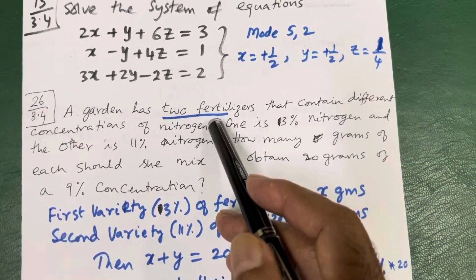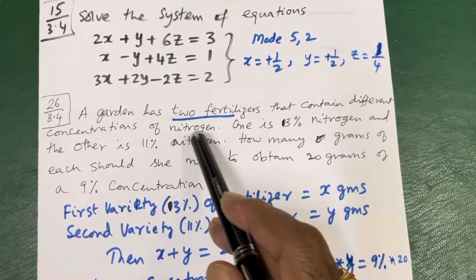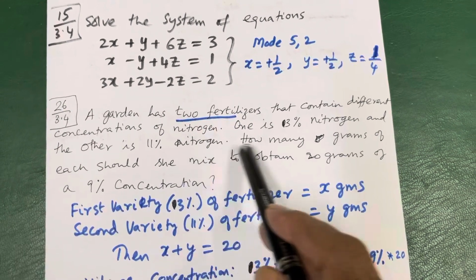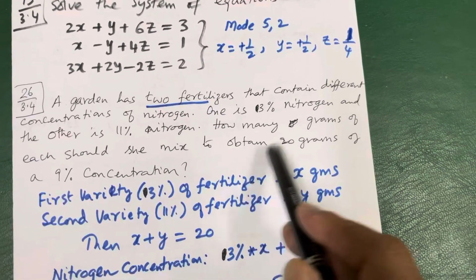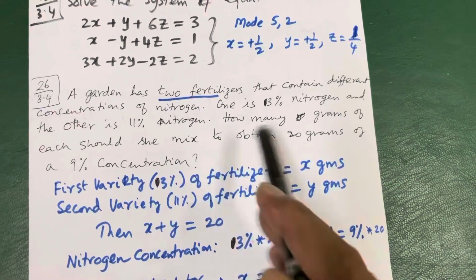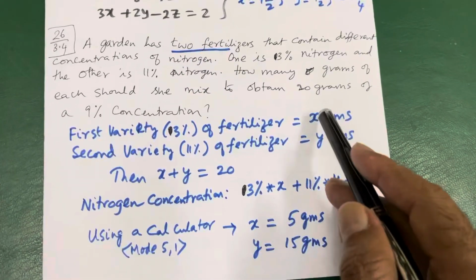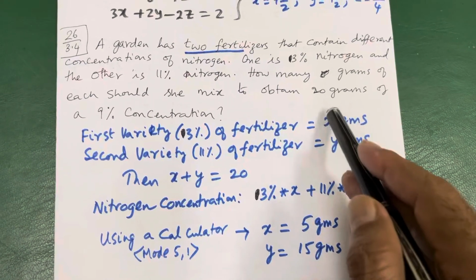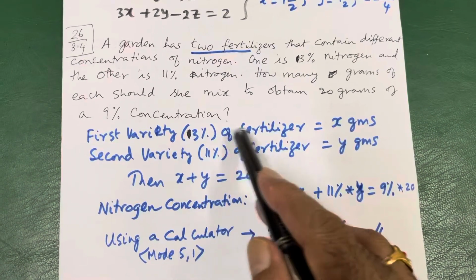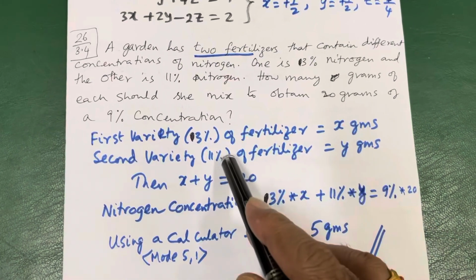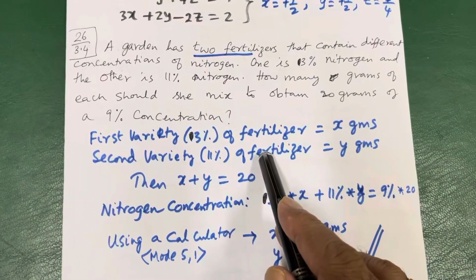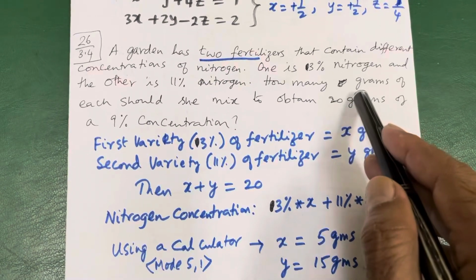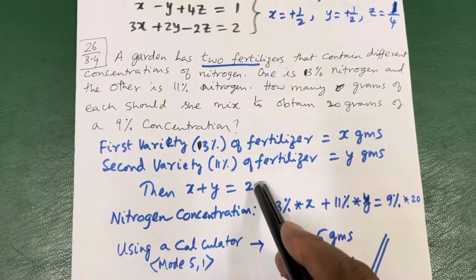A garden has two fertilizers that contain different concentrations of nitrogen. One is 3% and another is 11%. How many grams of each should be mixed to obtain 20 grams of 9% concentration? So there are two varieties of fertilizers, x and y. X has 3% nitrogen concentration, y has 11% nitrogen concentration. When we mix these, I must get 20 grams of fertilizer.